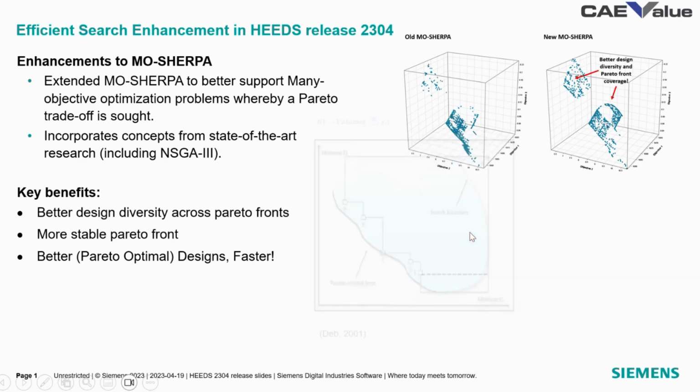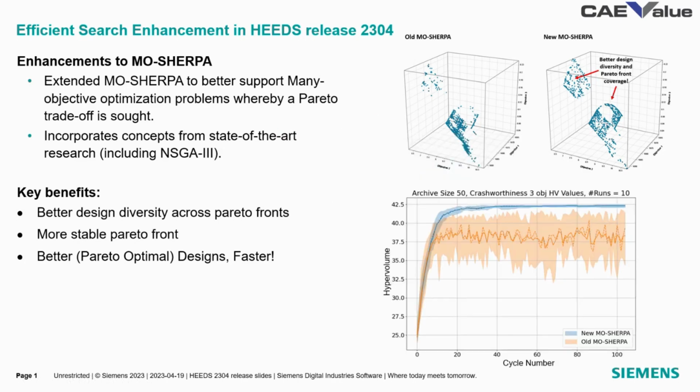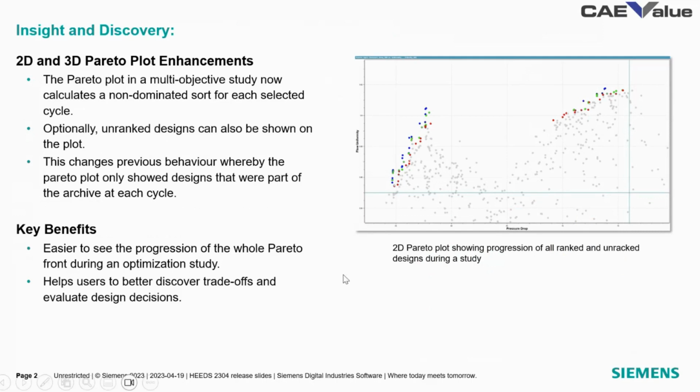So then you can clearly see on this crashworthiness problem with 3 objectives, the hypervolume is larger for the new multi-objective Sherpa algorithm. Speaking of how to evaluate and look at all the data to make good decisions, there has been an improvement to more easily see the progression of the whole Pareto front during the optimization study. Here you can see how it's showing all the ranked and the unranked designs during the study.